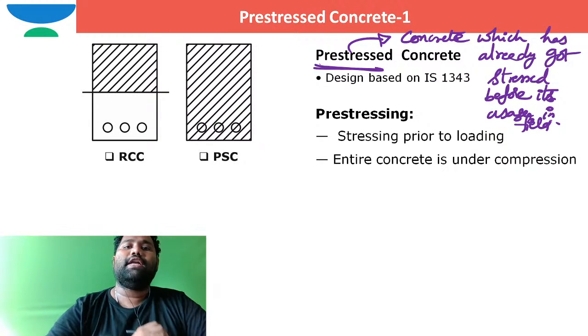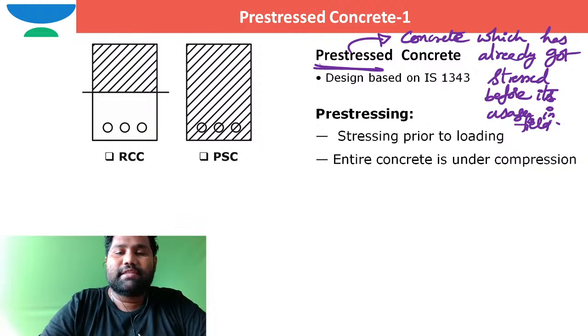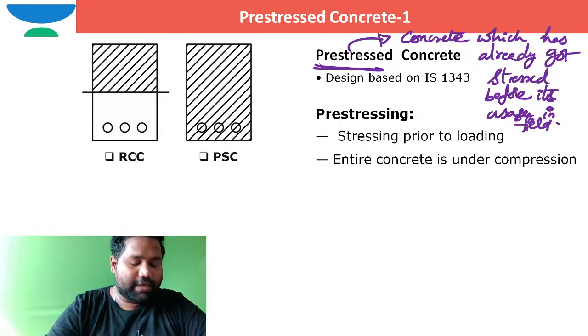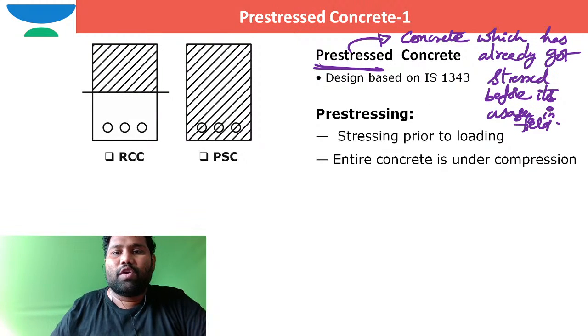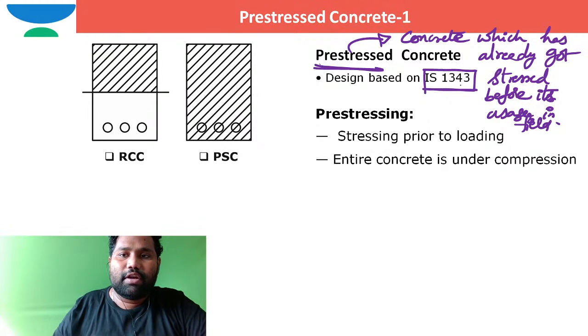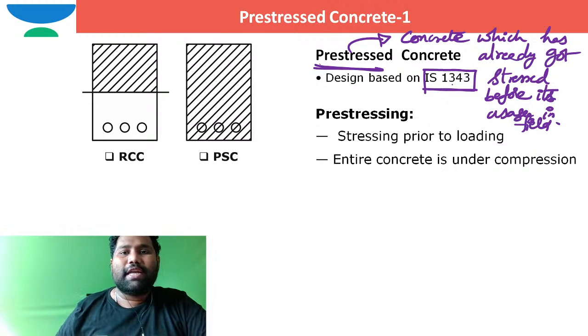That type of concrete is nothing but pre-stressed concrete. Now everybody will ask, sir, is there any special code of practice for this pre-stressed concrete? Yes, brother, the code of practice that we can use is IS 1343. Using this code, IS 1343, you are able to design the pre-stressed concrete.